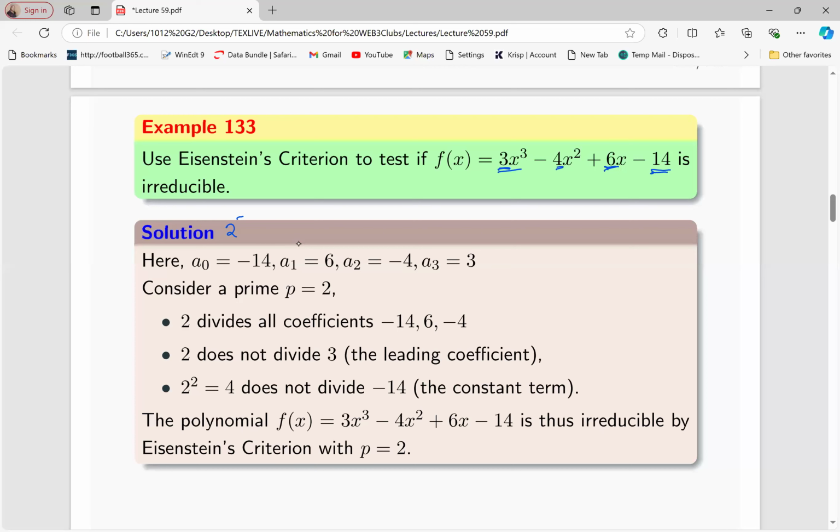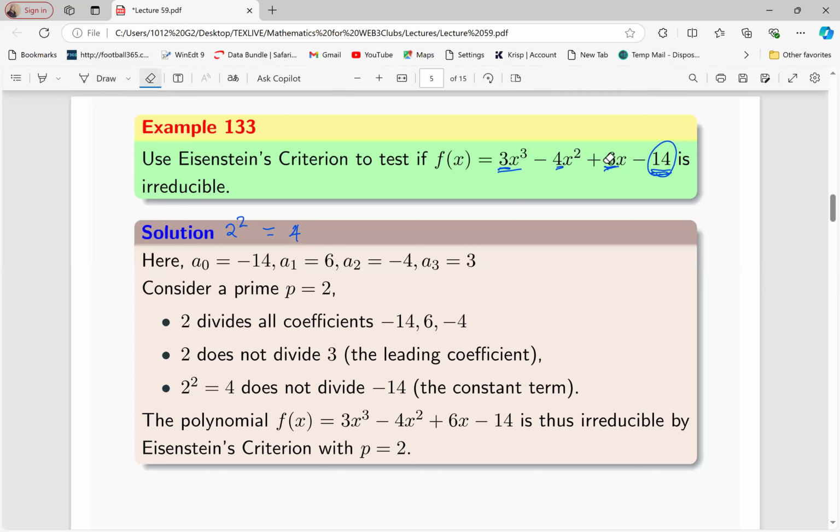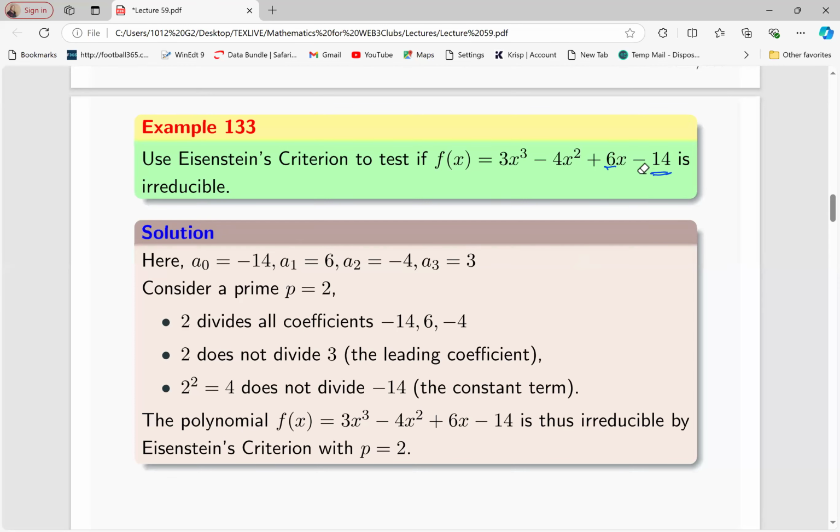What about 2 squared? 2 squared is 4, and it does not divide this constant term. So that means 2 is a prime number that meets all the conditions for Eisenstein's criterion. Therefore, this polynomial is irreducible. You cannot factorize it.